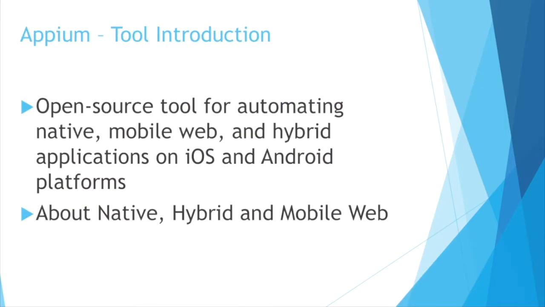So what exactly is Appium? According to their definition, it's an open source tool for automating native, mobile web and hybrid applications on iOS and Android platforms. Talking about mobile web, you already know, say your site is working on a desktop browser, the same site can be opened on mobile browsers also. If it fits itself according to the mobile screen resolution or size, it can be called responsive.